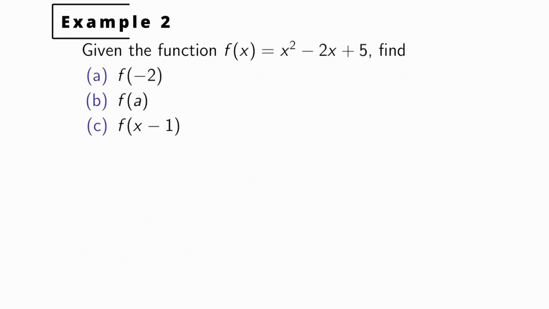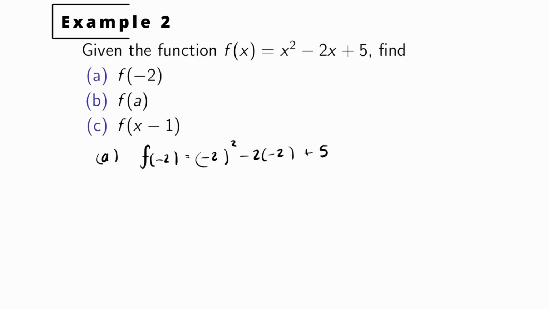Example 2. Given the function f of x equals x squared minus 2x plus 5, find f of negative 2, f of a, and f of x minus 1. So our rule here for a, we want to find f of negative 2. So our input value is negative 2. So we take our input value, negative 2, and we square it. We subtract 2 times our input value of negative 2, and then add 5.